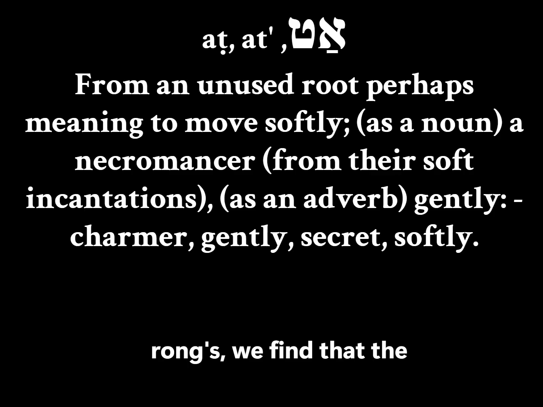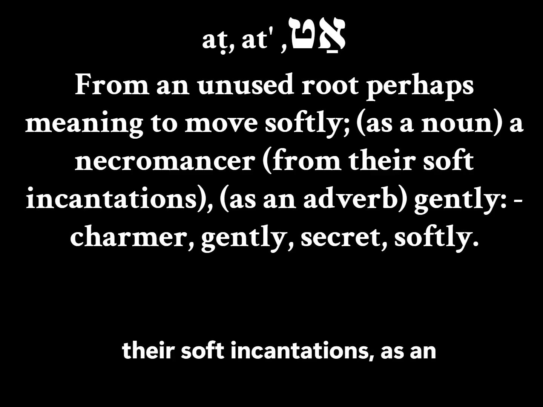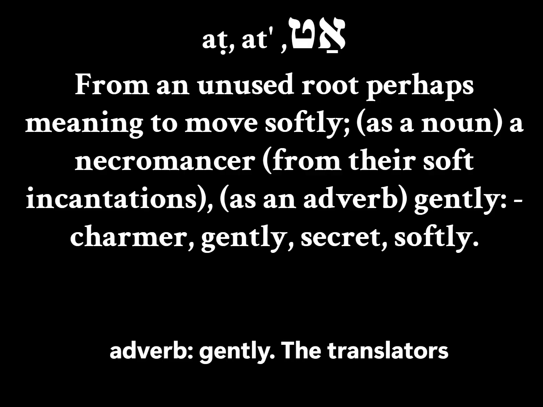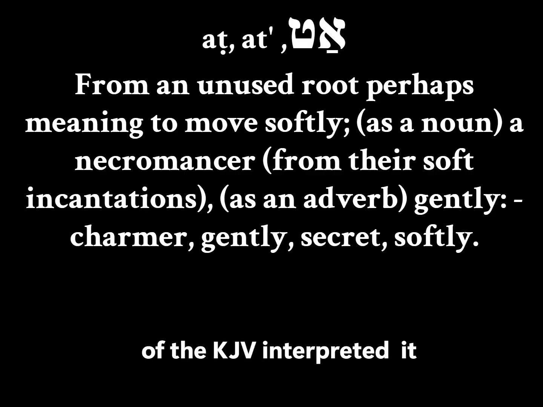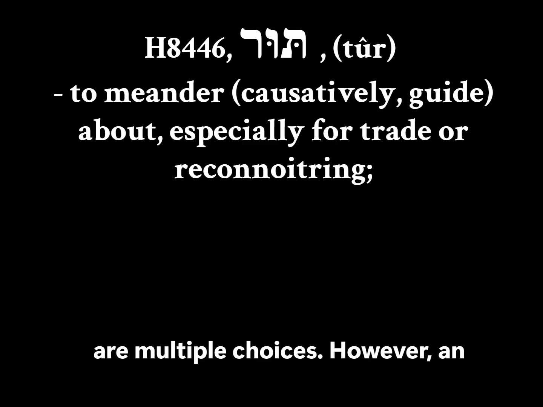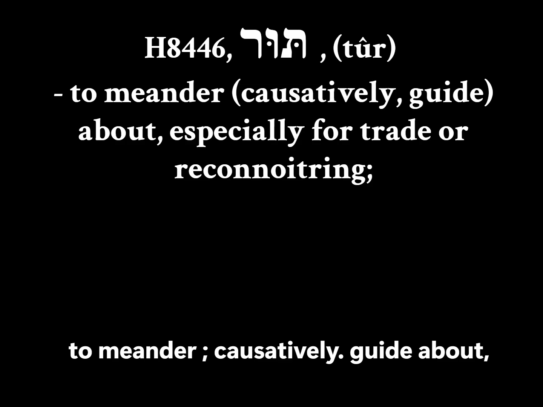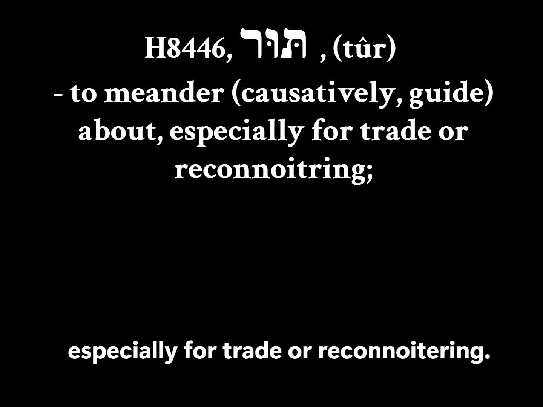Furthermore, when we go to Strong's, we find that the first syllable, at, is from an unused root, perhaps meaning to move softly, and, as a noun, a necromancer, from their soft incantations. As an adverb, gently. The translators of the KJV interpret it as charmer, gently, secret, and softly. For the second syllable, there are multiple choices. However, an apt one is H8446, to meander, causatively guide about, especially for trade or reconnoitering.